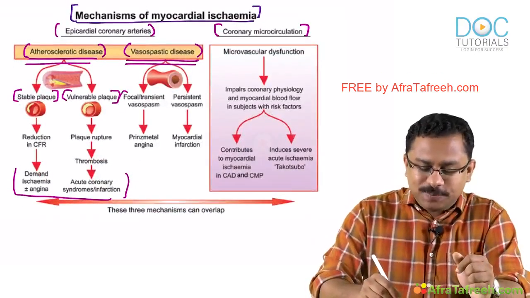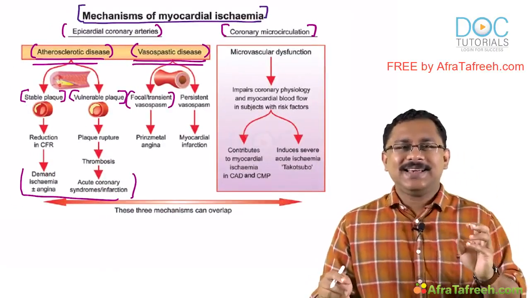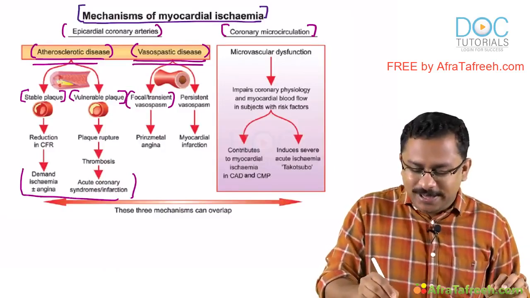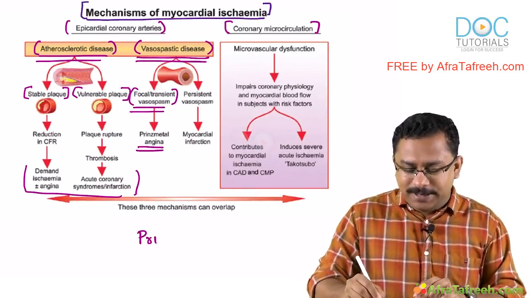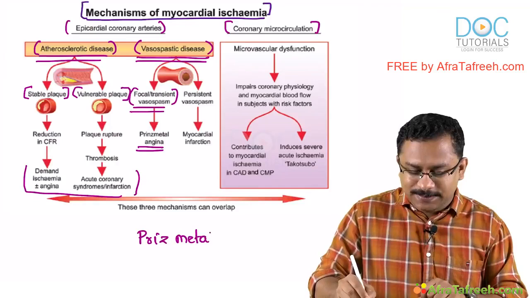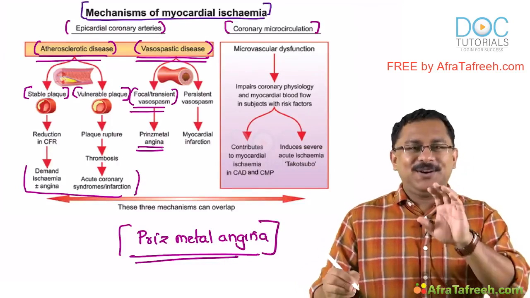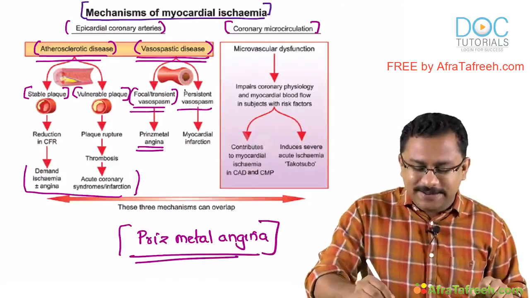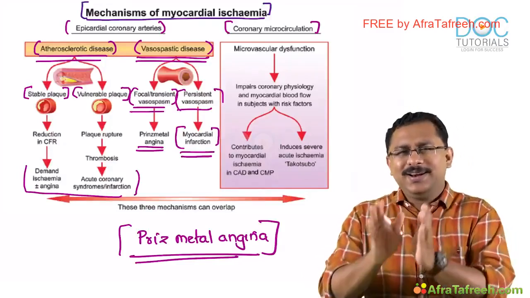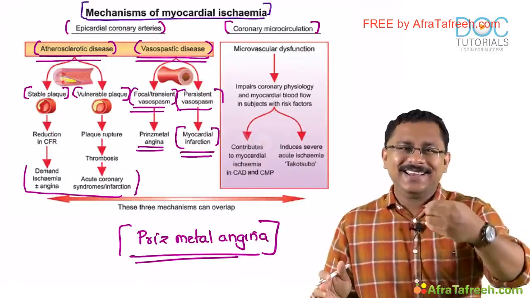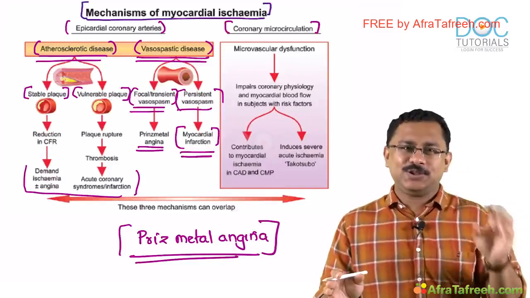Similarly, you can have vasospasm. Vasospasm affecting the epicardial coronaries can occur transiently, a focal or transient vasospasm, which is referred to as Prinzmetal angina. We will learn in detail about this term, do not worry. If there is a persistent vasospasm, that can result in myocardial infarction. We will learn in detail about individual entities in due course. So that is regarding atherosclerosis and vasospasm.